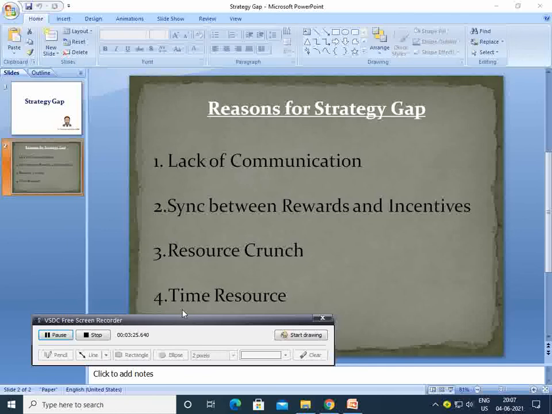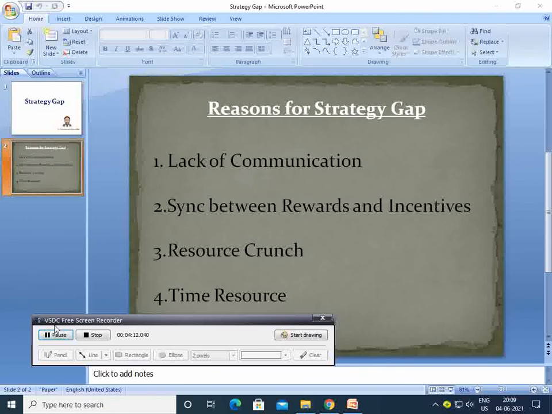The second point is sync between rewards and incentives. It is a major reason for a strategic gap. According to Norton 2007, 70% of organizations do not align the incentives of middle level management to the success of the strategic plan. So many firms wrongly link pay to short term performances. So in order to motivate people, the middle level management is not aware of what exactly the strategy is and where they are standing right now. So that leads to a strategic gap.